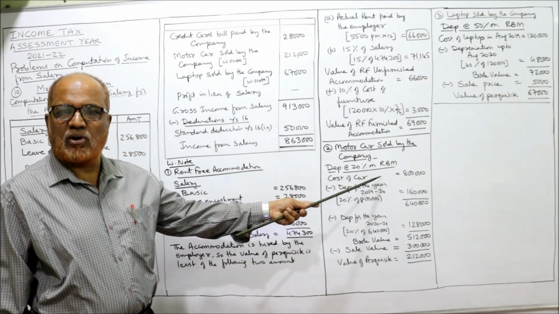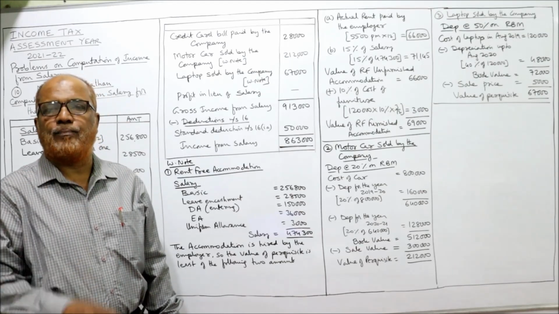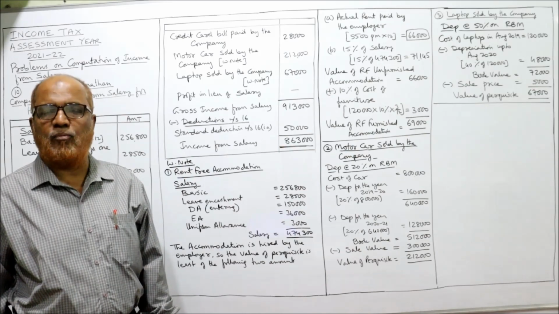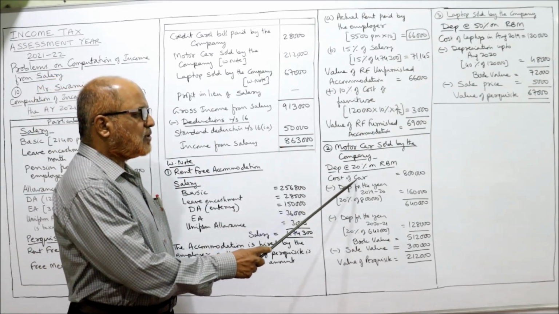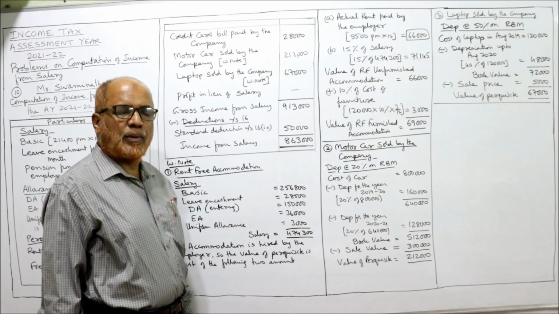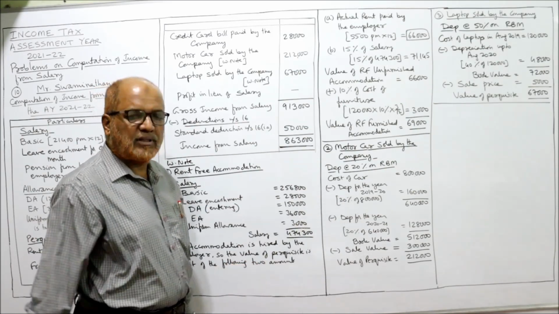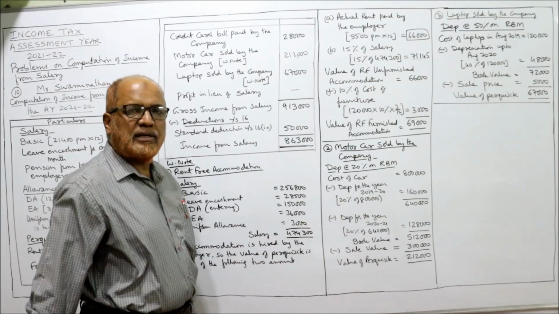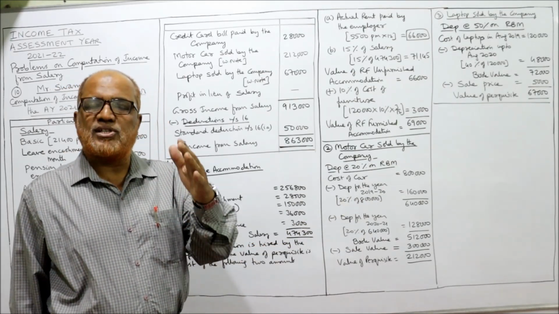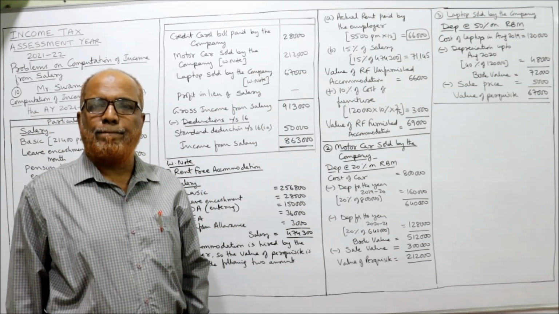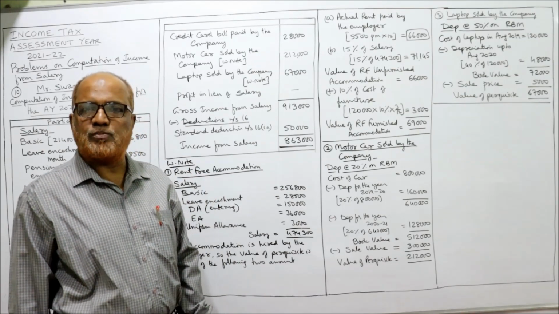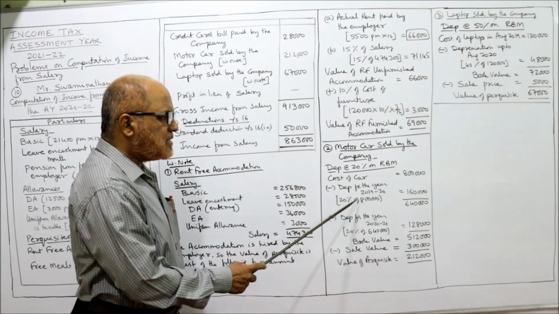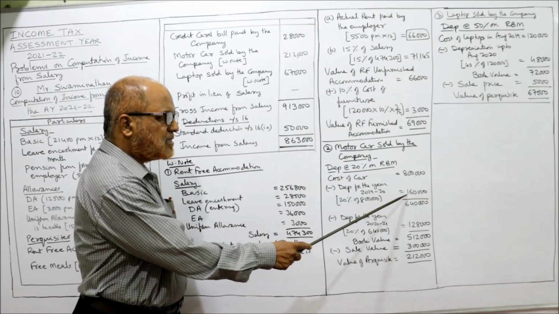Depreciation at the rate of 20% on the reducing balance method is allowed on calculating the book value of the asset, the book value of the motor car. Here the cost of the car is 8 lakh rupees, given in the problem, minus depreciation for the year 2019-20, because it was purchased in April 2019. So 20% of 8 lakh comes to 1,60,000.